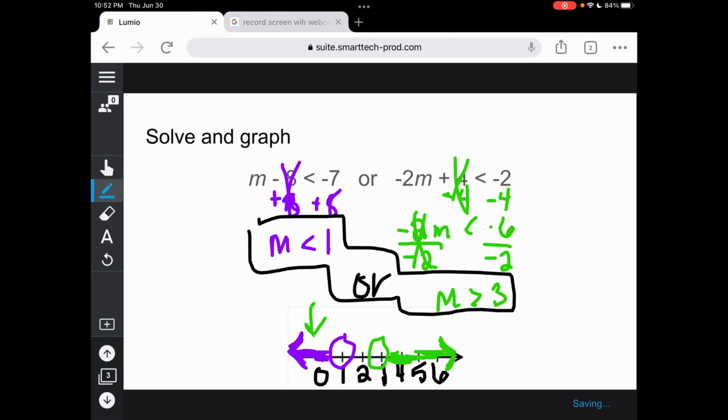Pick a number that's less than 1 or bigger than 3. 0 or a billion. What I can't pick is 2 or 1.5 or 2.5 or 1. Because 1's not included.